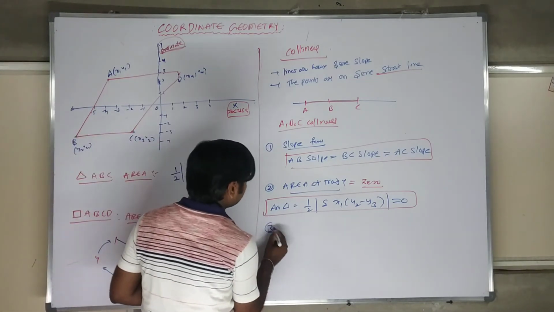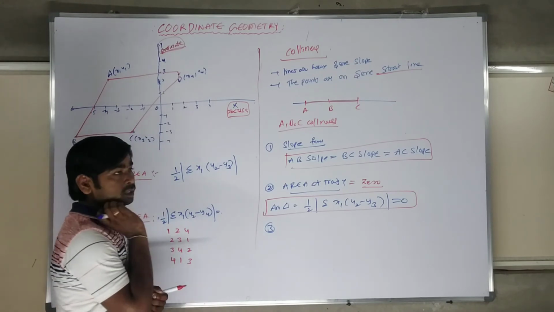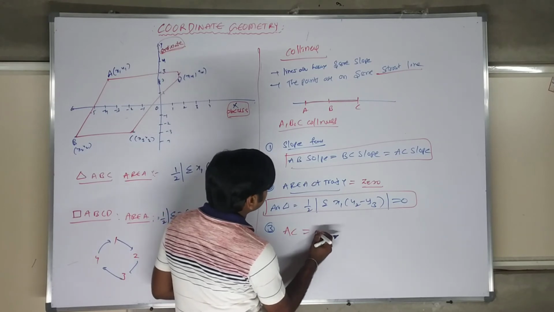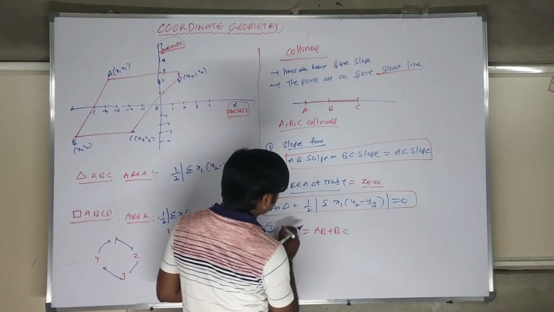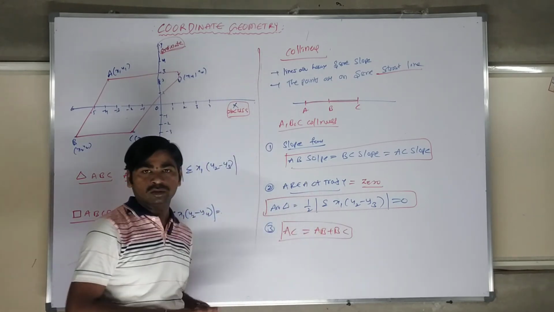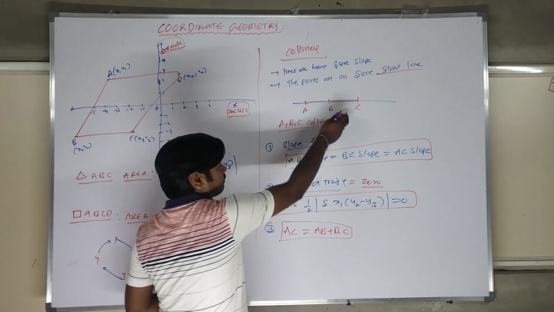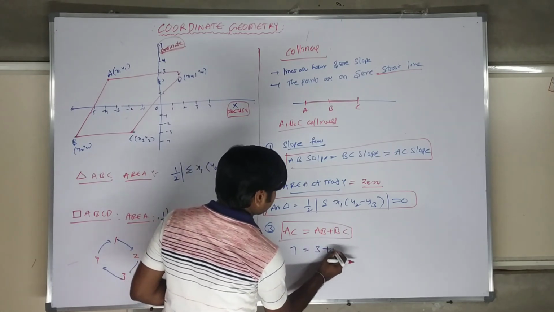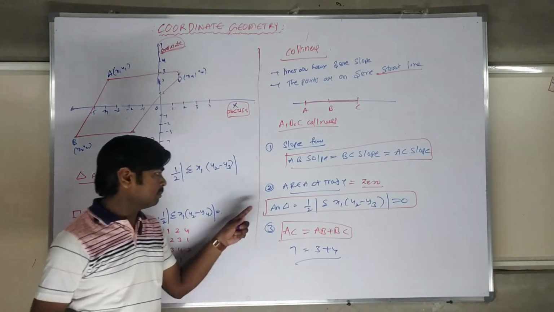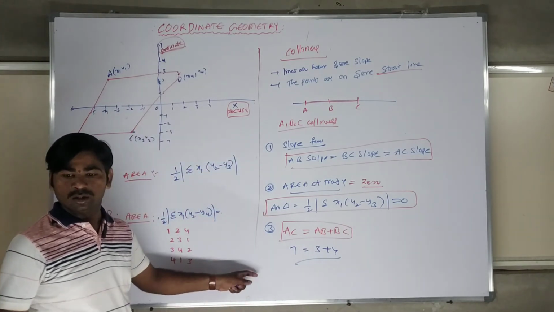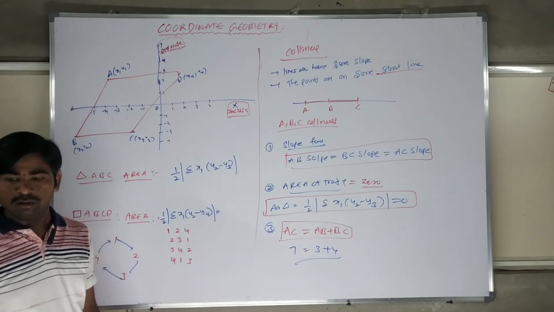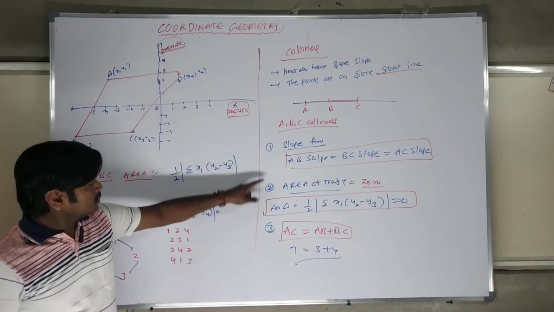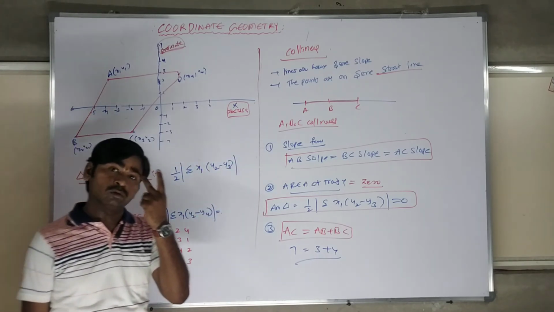Another case also there. In some cases the distance will be the same. It means the distance AC is equal to AB plus BC distance. It should be the same on a straight line, the shortest path. So let us say 3 plus 4, AC is 7. So 7 is equal to 3 plus 4. The distance concept also works, along with slope and area of a triangle. So these are the 1, 2, 3 ways you can find out whether the points are collinear or not.